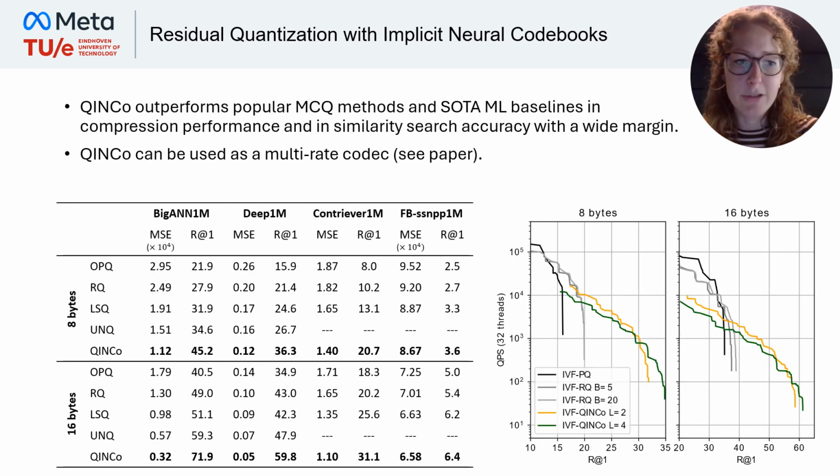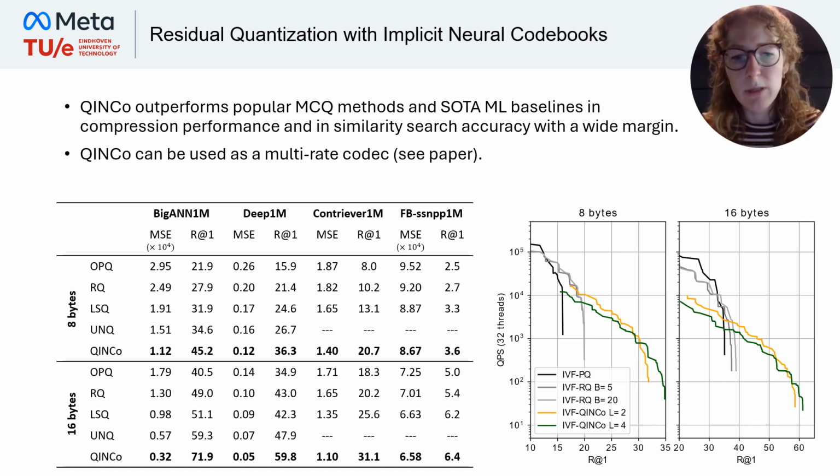For extensive results and ablation studies, you can see the paper, of course, but here I quickly want to show some main results. So here we see that on multiple data sets, the columns, QINCo outperforms conventional methods with standard implementations like OPQ, RQ, and LSQ, but also machine learning baselines. It outperforms both in terms of compression, mean squared error, but also in similarity search recall at one performance, for which higher is better.